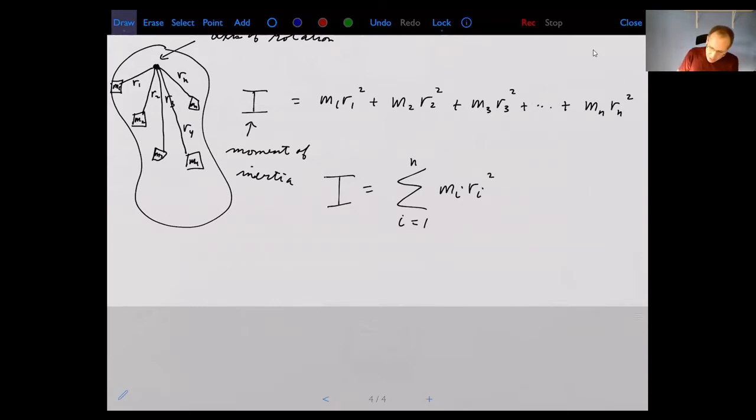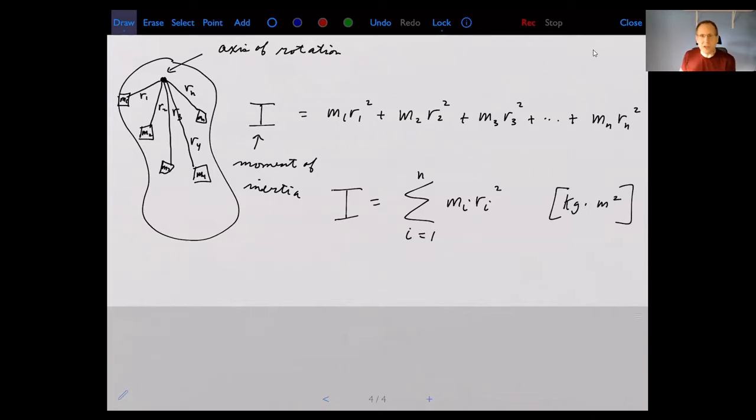Okay, and then it has units, right? The moment of inertia has units. Since it's a mass times a radius squared, it's going to be kilograms times meters squared. So the moment of inertia depends on the distribution of the mass about the point of rotation. Okay, so it depends on the distribution of the mass about the point of rotation.